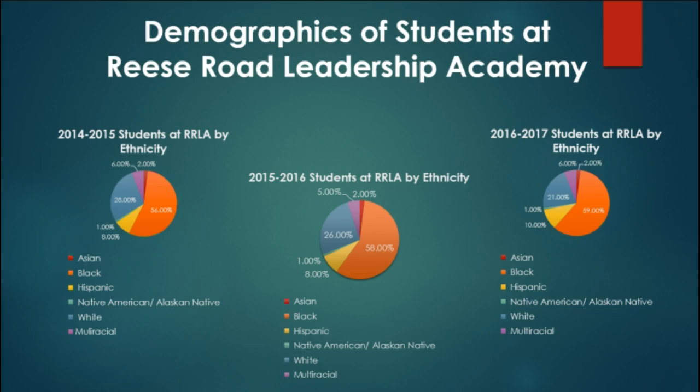So first we will look at student demographics by ethnic groups at RRLA from the past 3 years. As you can tell, the demographics among ethnic groups has not changed very much. Our school is primarily made up of white and black students. We have a small population of Hispanic students, which has remained about the same since 2014-2015.